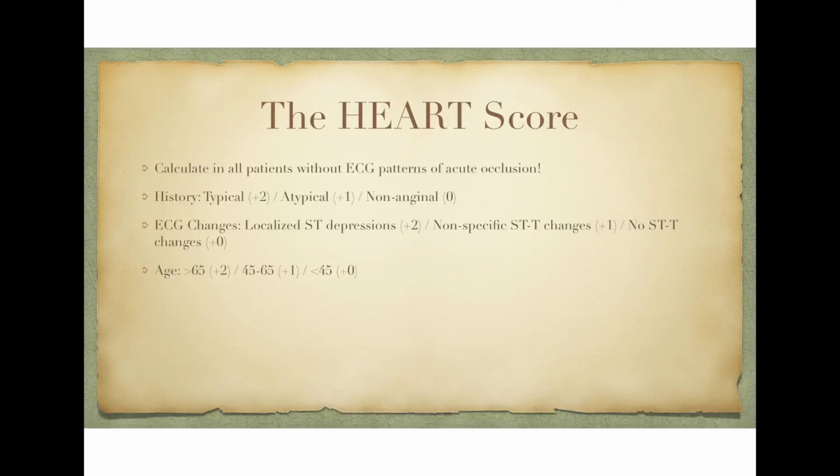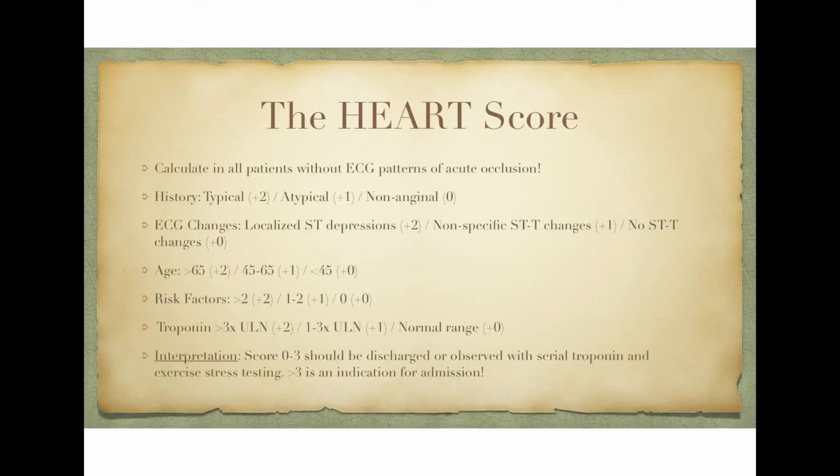A is for age. R is for risk factors such as hypertension, diabetes, hyperlipidemia, smoking, and family history of MI. And T is for the troponin. So for each of these 5 categories, they'll be assigned a score of 0 to 2 for a total score between 0 and 10. And any patients who score 4 or more should be admitted to the hospital to cardiac telemetry for further monitoring and evaluation.